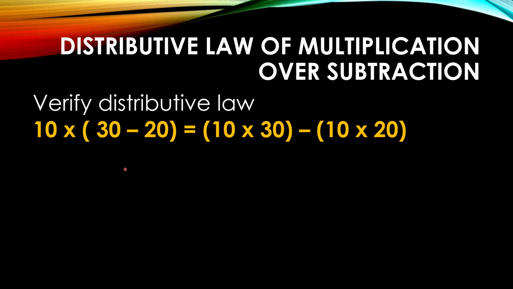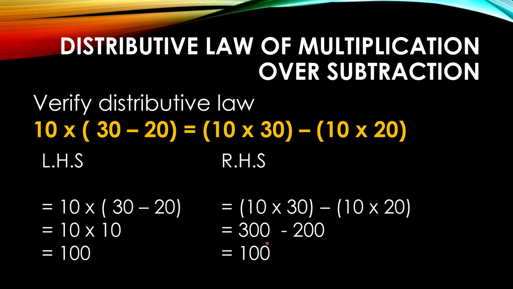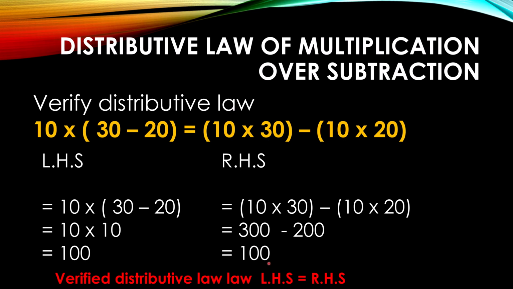Now let's solve the left hand side. We get 100, and after solving the right hand side, multiplying 10 by 30 and multiplying 10 by 20 separately with a negative sign in between has given the same answer. So it means the distributive law of multiplication over subtraction is applicable and left hand side is equal to right hand side.